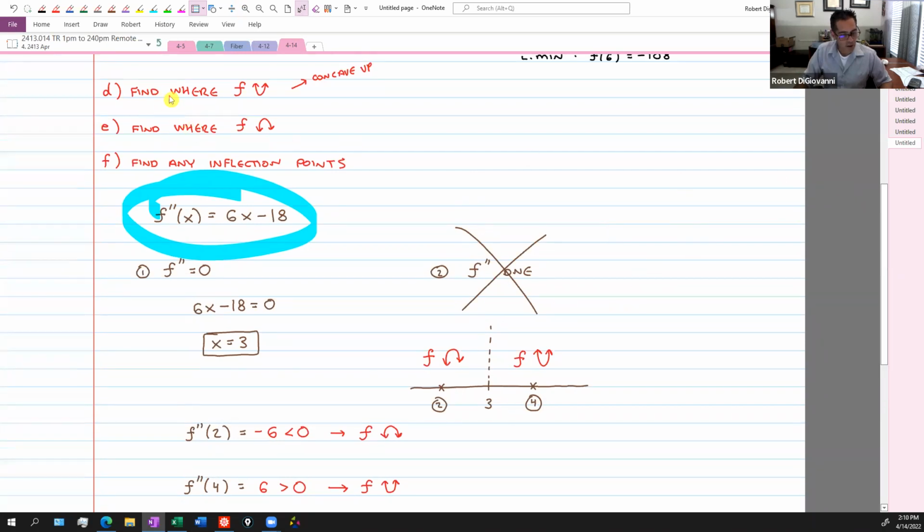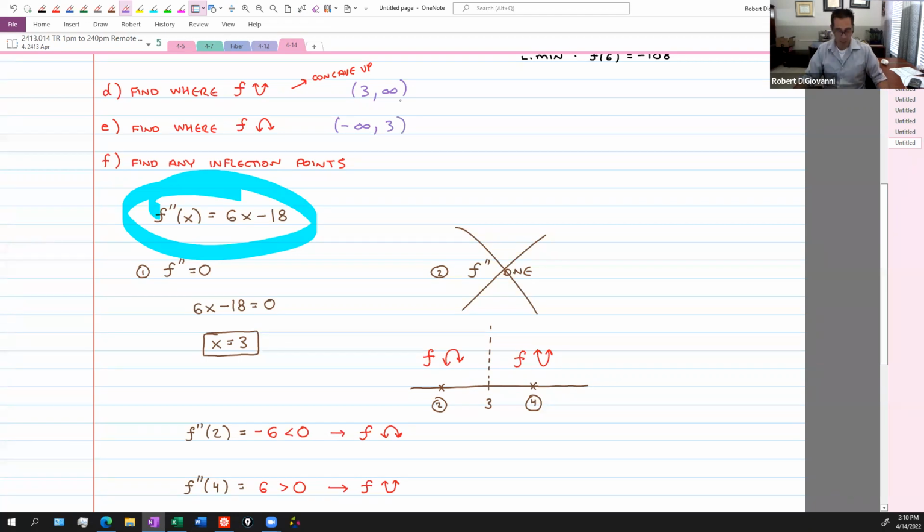All right, so where's the function concave up? To the right of 3, right? To the right of 3. So I would say from 3 to infinity. Where is the function concave down? Oh, to the left of 3. Negative infinity to 3.